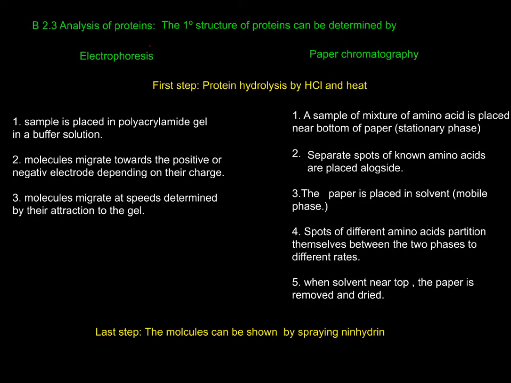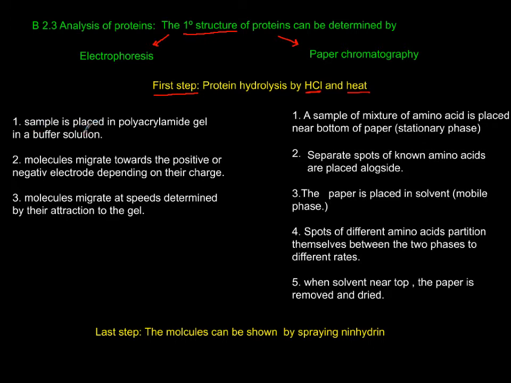Analysis of proteins is done either via electrophoresis or paper chromatography, and those are how you can detect primary structure of proteins. There are two steps that are in common in both. The first step is what you need to do before you do either electrophoresis or paper chromatography, and that's protein hydrolysis by 6 molar hydrochloric acid and heat.